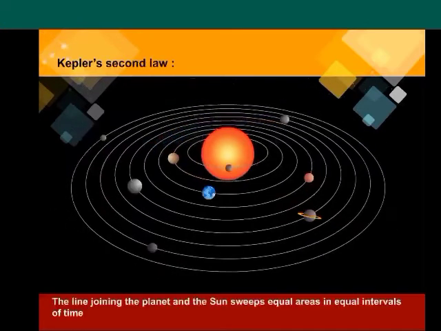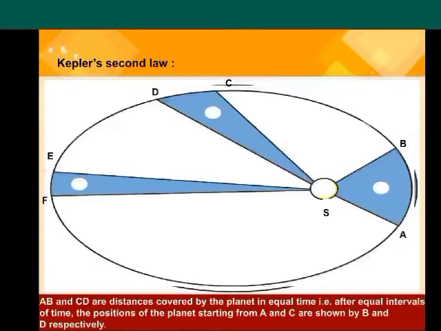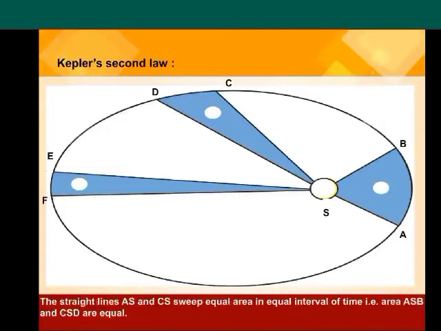Kepler's second law: The line joining the planet and the Sun sweeps equal areas in equal intervals of time. AB and CD are distances covered by the planet in equal times, that is, after equal intervals of time. The positions of the planet starting from A and C are shown by B and D respectively. The straight lines AS and CS sweep equal areas in equal intervals of time, that is, the areas of ASB and CSD are equal.